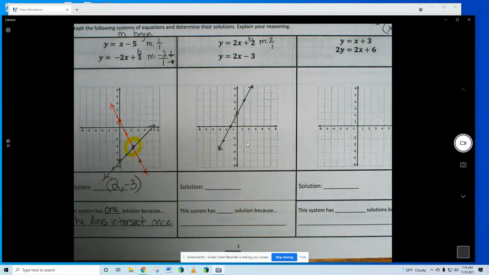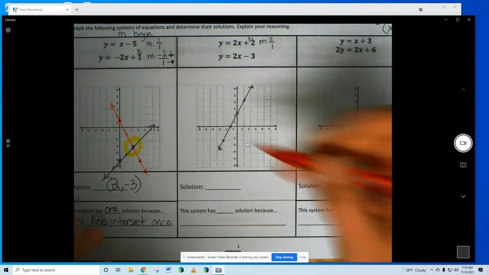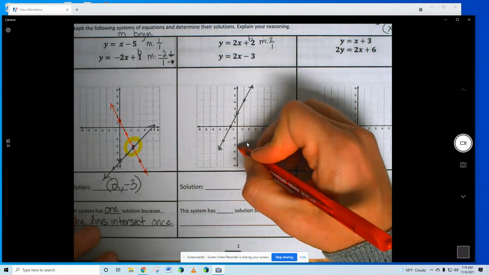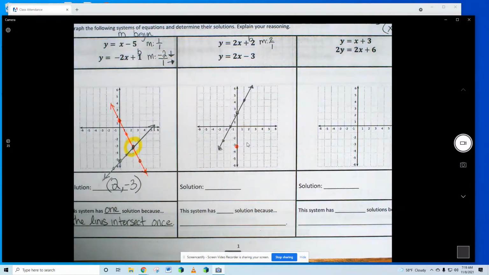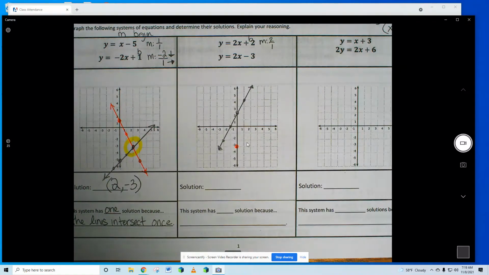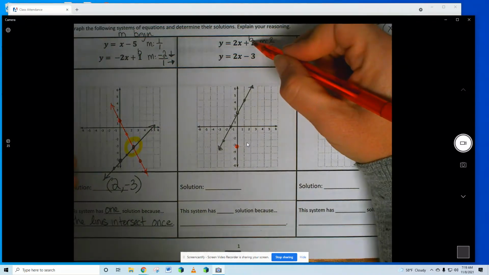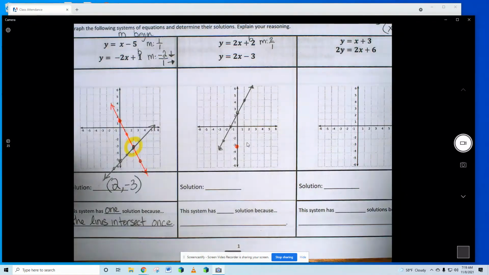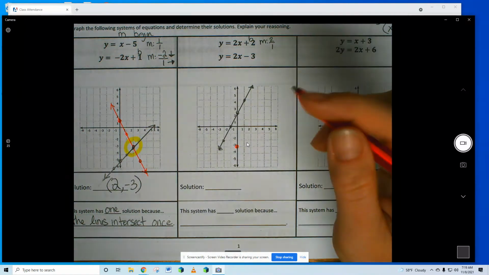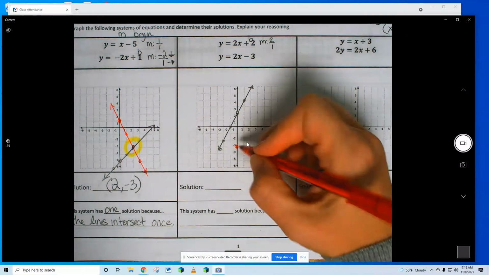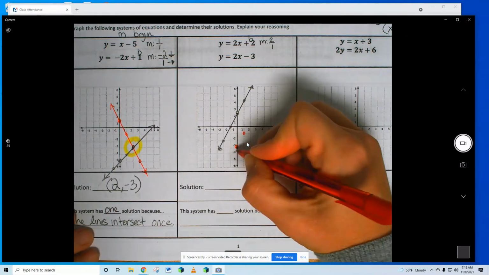Graph the second. Y equals 2x minus 3. We just talked about this last chapter, you guys. This is like a translation. Instead of my y-intercept being at 2, now my y-intercept's at negative 3. Rise 2, run 1.